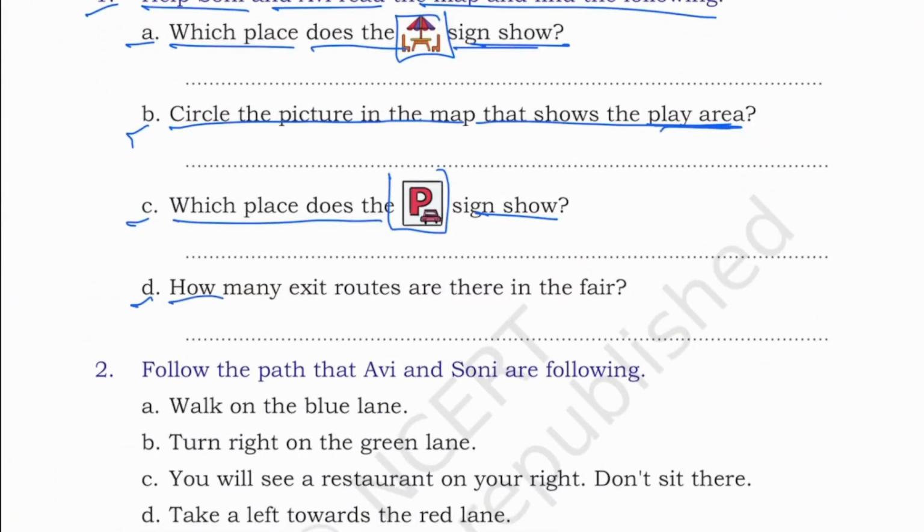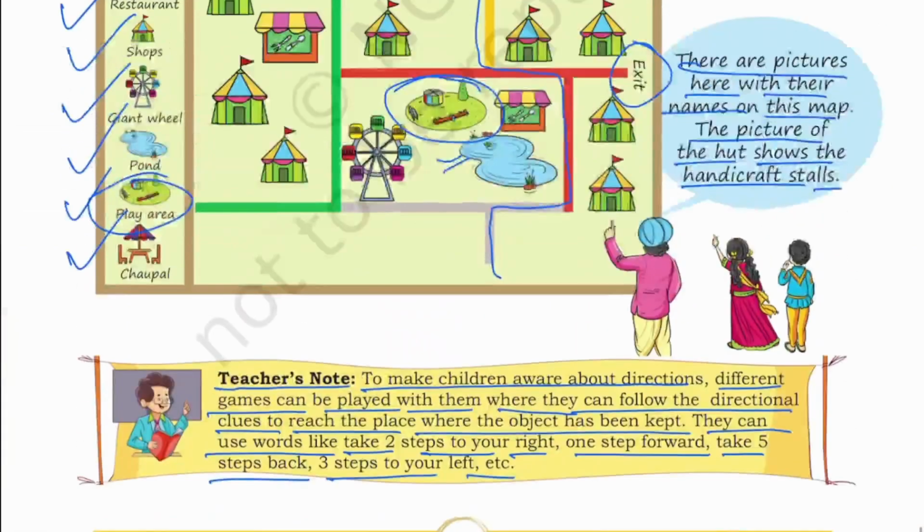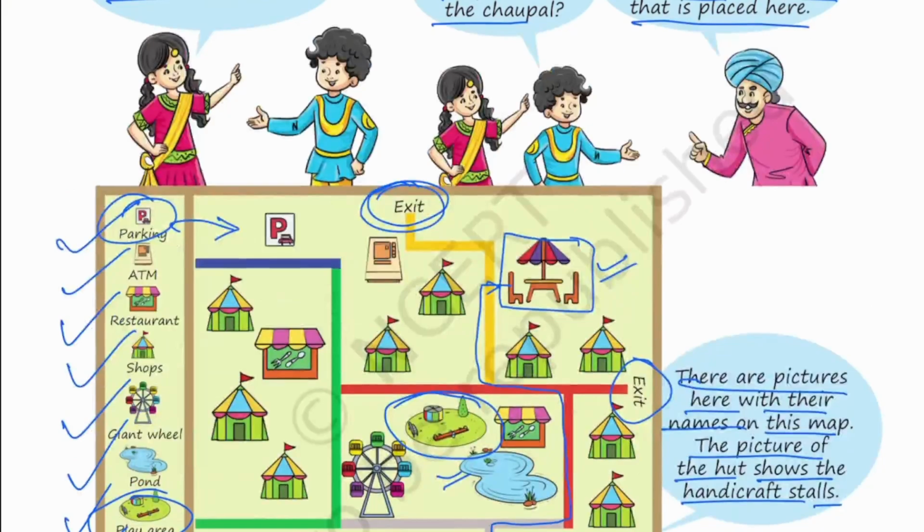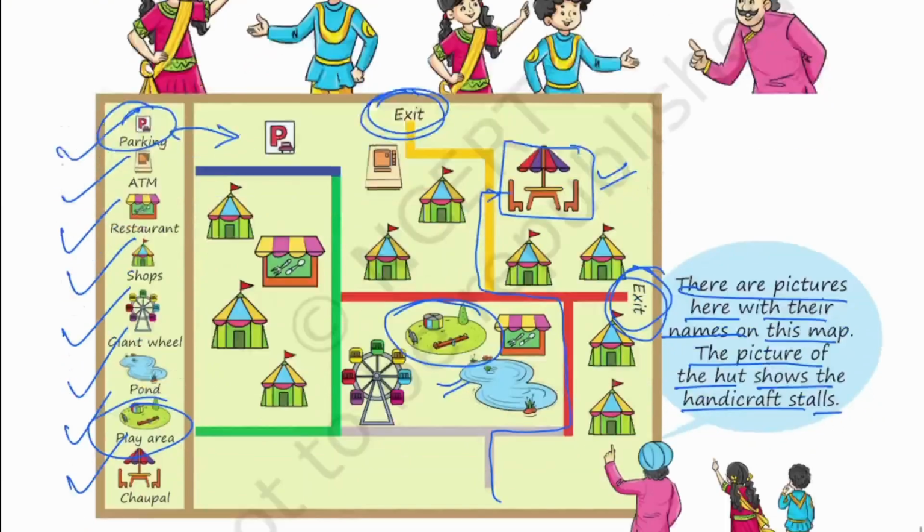Similarly, D. How many exit routes are there in the fair? There are 1 and 2 exit routes in the fair.